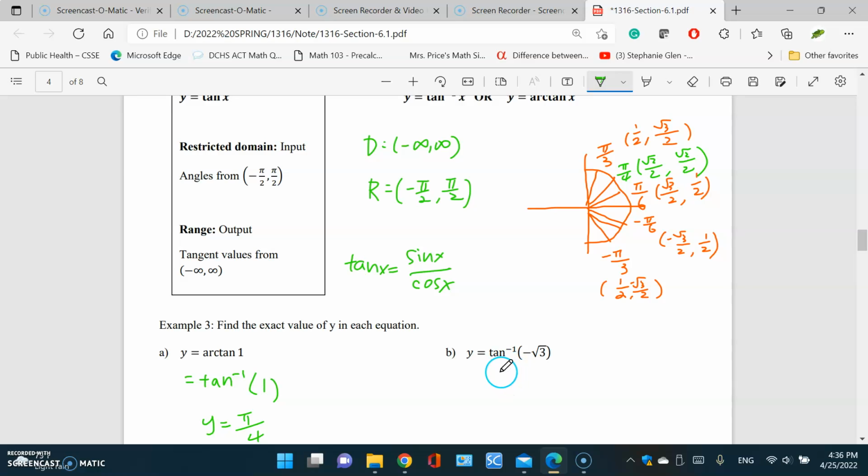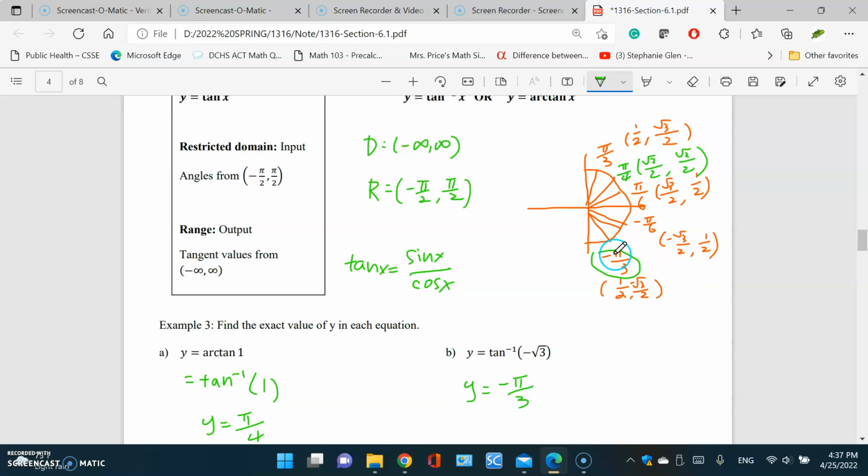Finding the inverse of the tangent function, the exact value is negative root 3. If you look at negative root 3, the angle where you can get negative root 3 would be negative pi over 3, because when we take the sine divided by cosine, you get negative root 3 over 1, which is negative root 3. So that means y is equal to negative pi over 3.